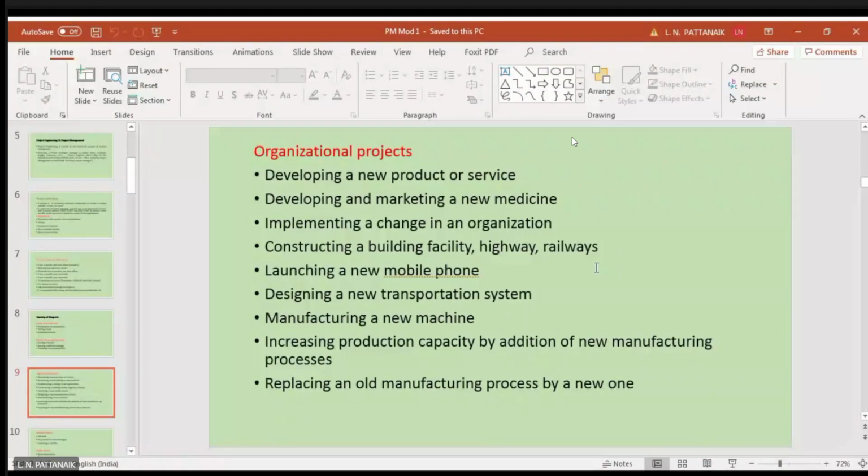Manufacturing a new machine is a project, but continuously manufacturing machines is not a project, remember. But manufacturing a new machine is a project. Why? Because to manufacture a new machine, you need a lot of R&D, you need a lot of product development, designs, right? Prototyping, 3D printing. Then you will go for the actual manufacturing.